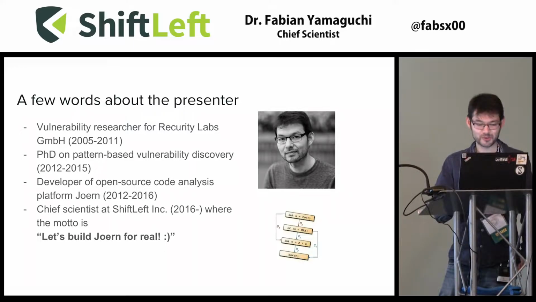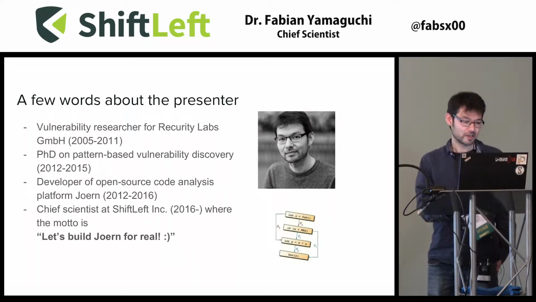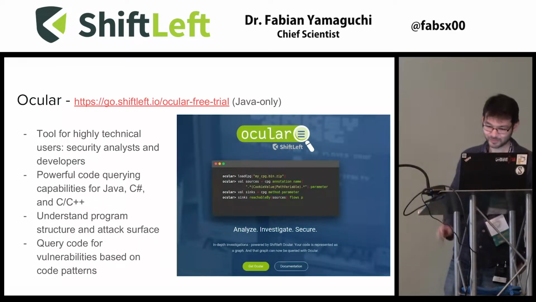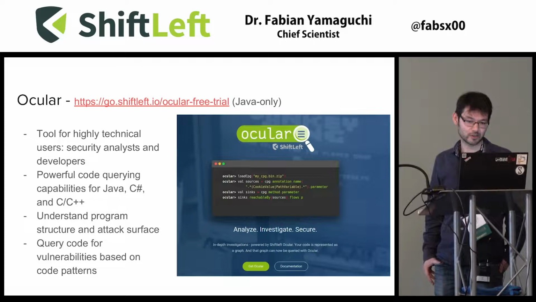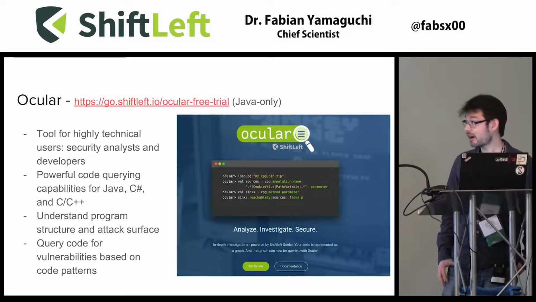Once I was done with my university career, I went back to the industry to actually build this for real, as opposed to just a research prototype. And that's where I am now. I'm currently the chief scientist at ShiftLeft Inc., where one of the mottos is definitely, let's build this Yearn tool for real, as opposed to just a research prototype. And this Yearn for real, we call Ocular, and you can check it out at ocular.shiftleft.io, or you can also get a free trial of this at go.shiftleft.io/ocular-free-trial.